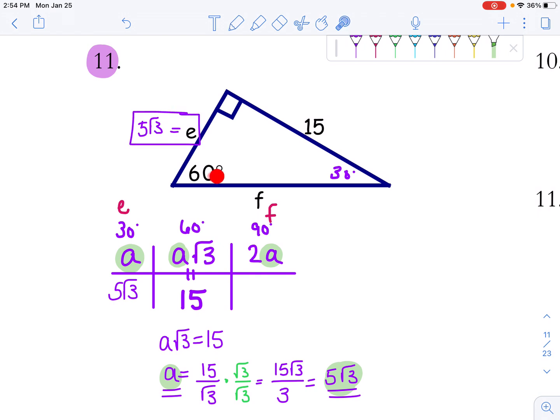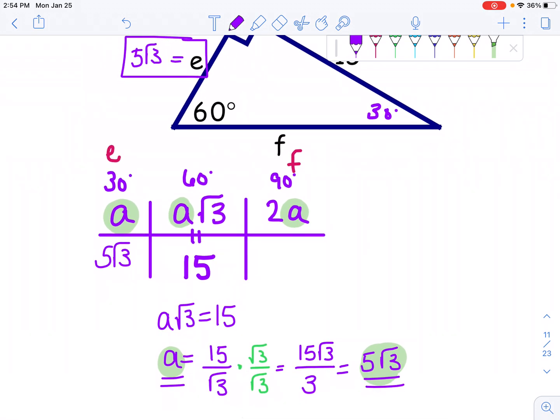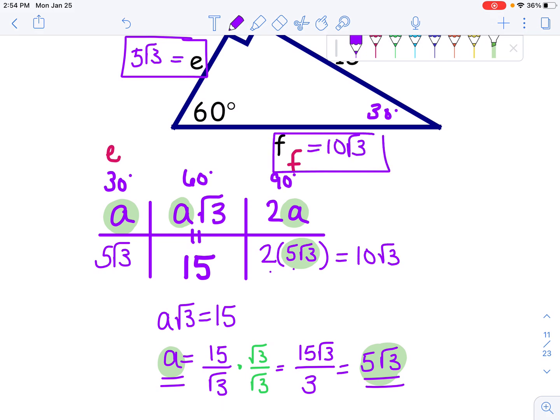We already know that the side opposite the 60 is 15. So now we just have to worry about f, which is our hypotenuse here. So I'm going to take the a and plug in 5 root 3 for a, right? This is what a equals. So I can multiply across. 2 times 5 is 10, 10 root 3. So our f value is 10 root 3.